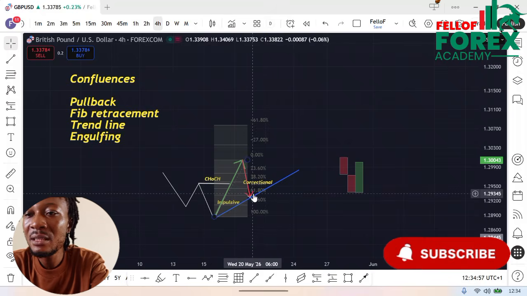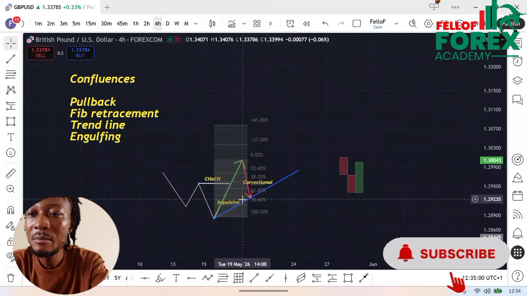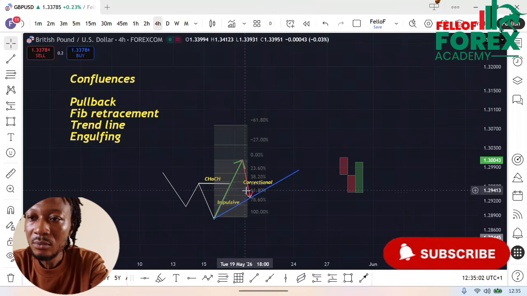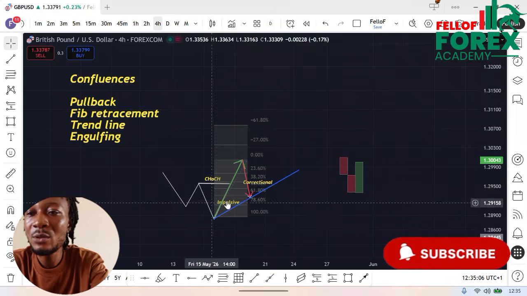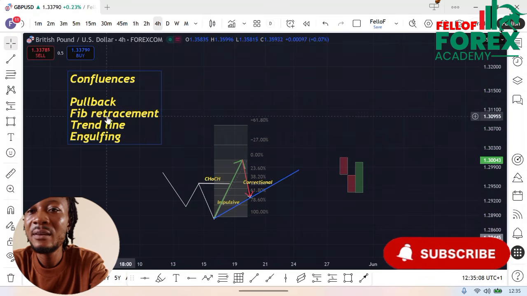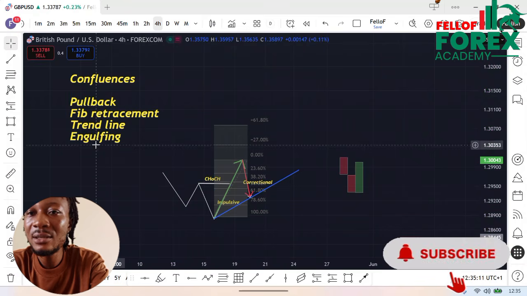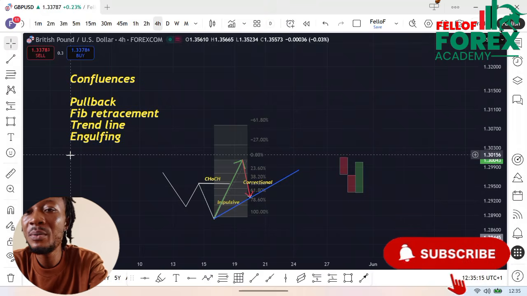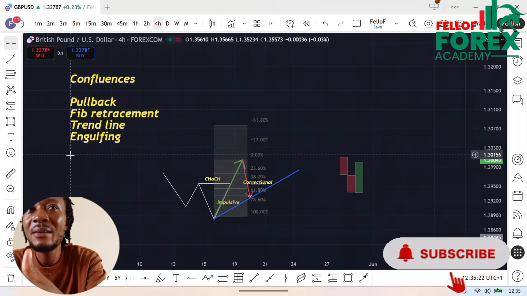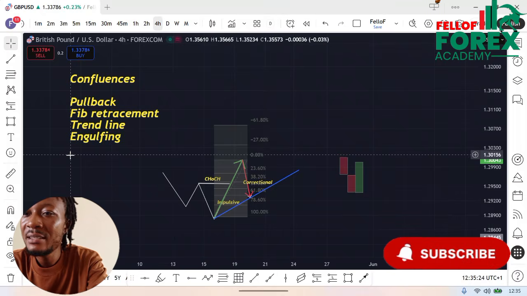Once you have it around this area, within your pullback, that's a confluence. Price taps on a trend line, that's a confluence. If price is on a fib level, that's a confluence. Maybe you have a pin bar, that's a confluence. A pin bar, or we can just say candlesticks. We have so many reversal patterns, continuation patterns, so you know some patterns that can be used.